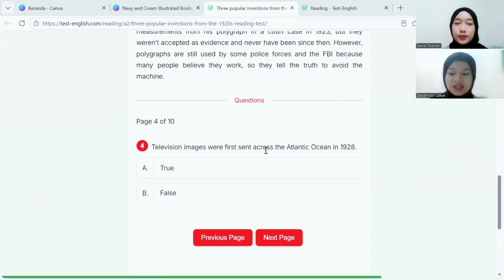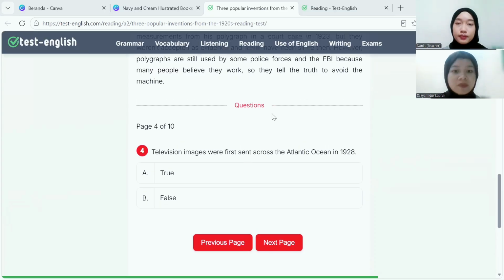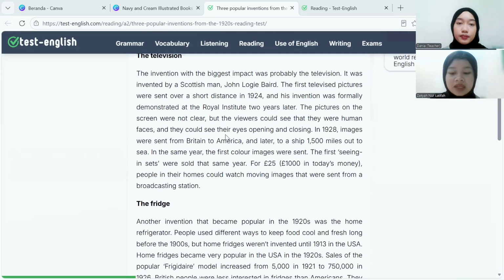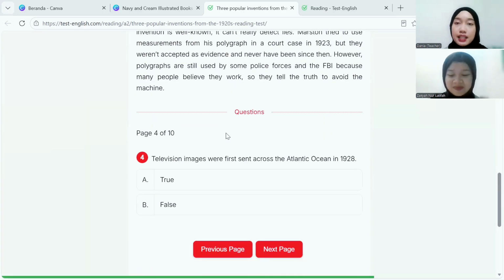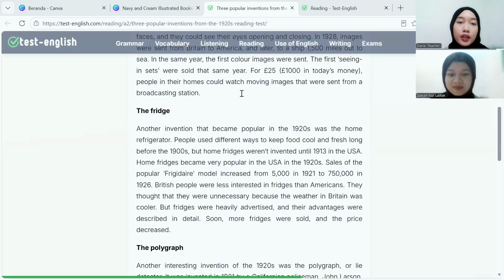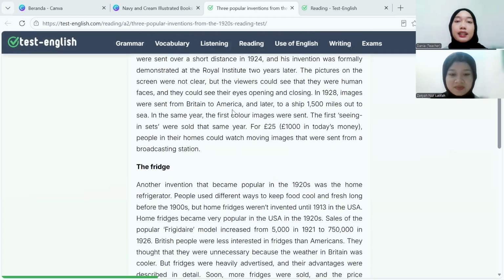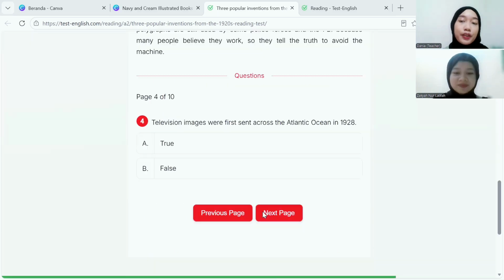My answer is true because also in paragraph 2, in the middle, the text states images were sent from Britain to America in 1928 across the Atlantic. Wow, you did such a great job finding the information, Zakia. Yes, the answer is true because the text says images were sent from Britain to America in 1928 across the Atlantic. Great job, Zakia. Now, can I have you also for the fifth question?